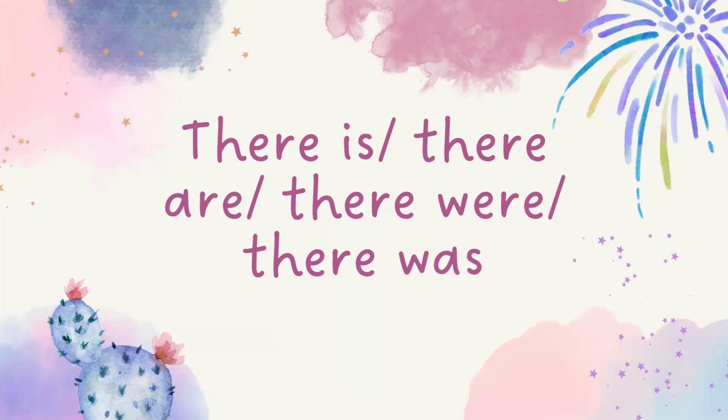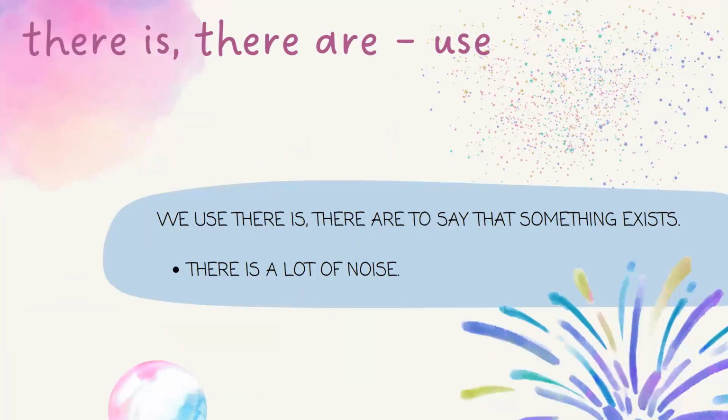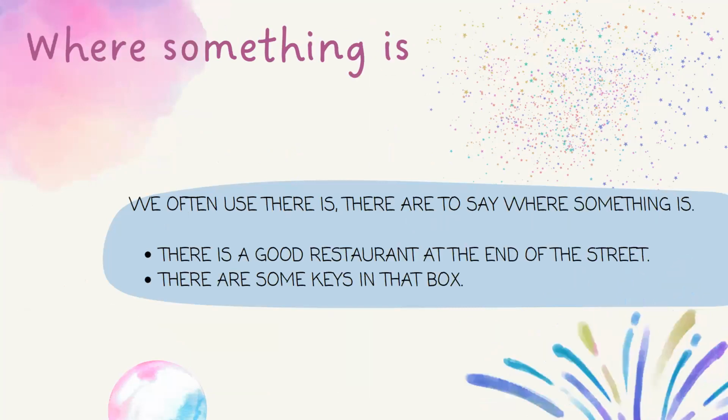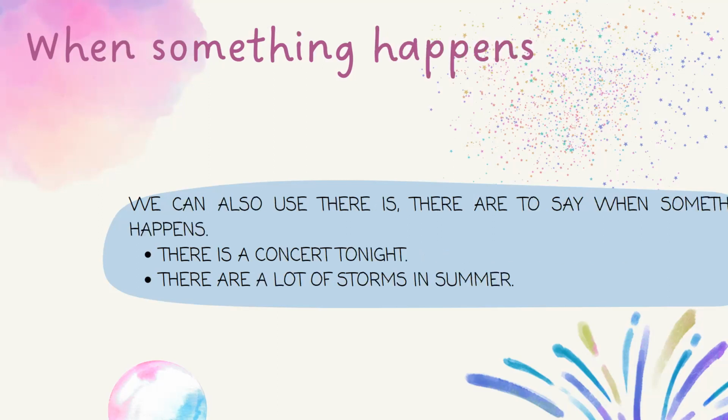Now we are going to check there is, there are, there were, and there was. We use there is and there are to say that something exists. There is a lot of noise. We also use there is, there are to say where something is. There is a good restaurant at the end of the street. There are some keys in that box.